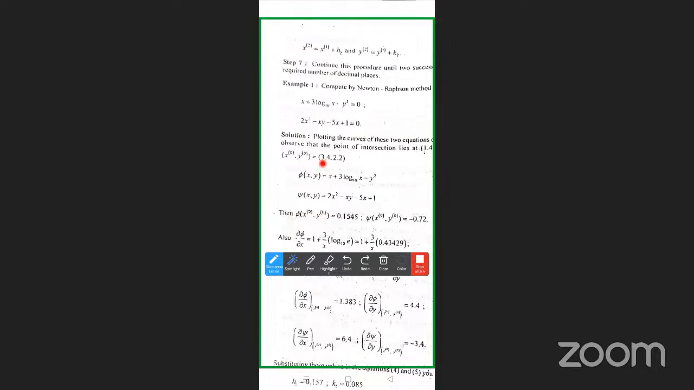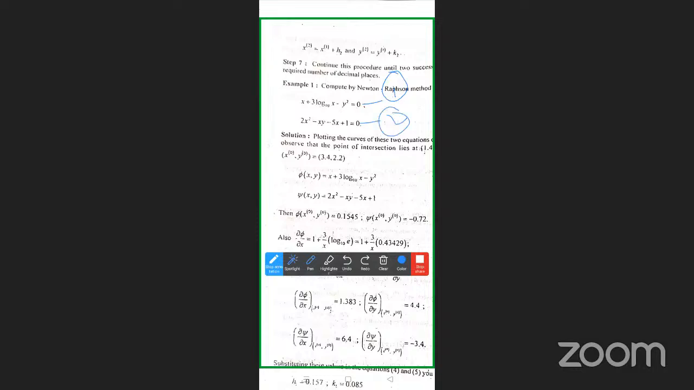So these are the x0 and y0. (x0, y0) is equal to (0.4, 2.2). So these are the zeroth iterative values, and we are given two equations. So this is the first equation, and this is the second equation.